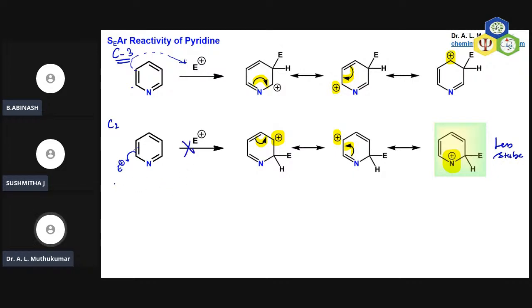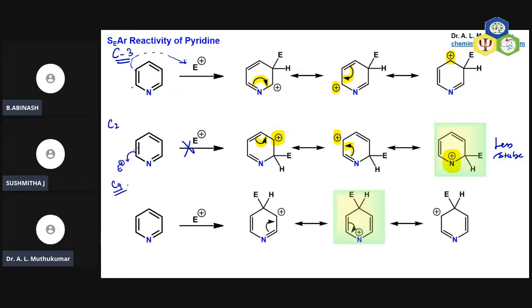Now there is another possibility, the C4 position attack. Suppose the attack takes place at the C4 position; the positive charge will be generated at the C3 position. Immediately you have to think of the resonance forms. First this pi electron moves here, and after moving you get a positive charge on nitrogen. Since nitrogen is an electronegative atom, positive charge formation is less favored, so this is a less stable form.